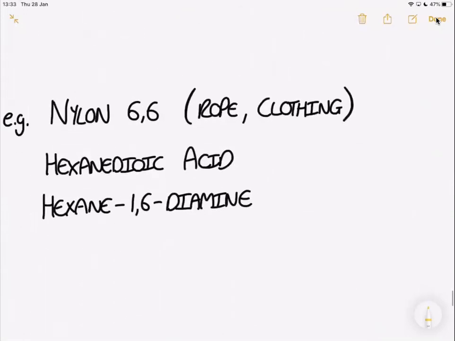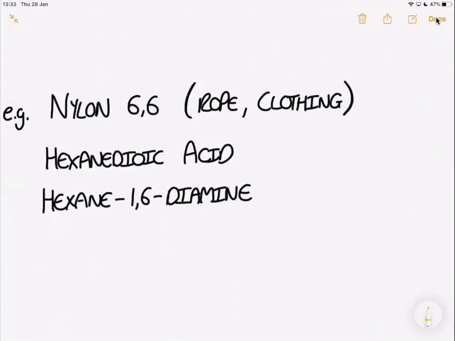Another one. So this thing, nylon 6,6, there's actually varying forms of nylon. We'll talk about what the 6,6 means in a minute. But one of the most famous kind of applications of this is as rope material, but also obviously clothing. It's a synthetic material for clothing. This is made from hexane dioic acid and hexane 1,6-diamine.